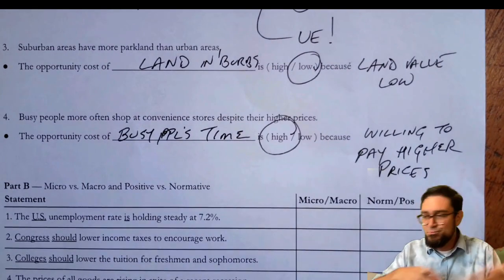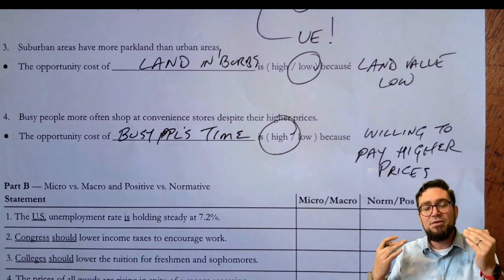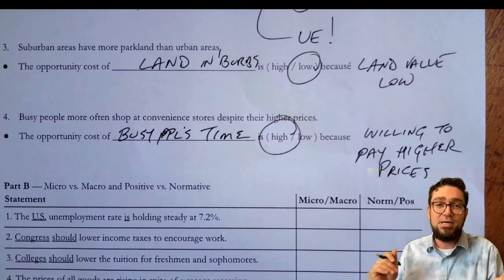You don't have to waste your time and wander around in the big store. You get in, you get out. And so you have a very high opportunity cost of spending all your time in the grocery store. So that's why you shop in a convenience store.